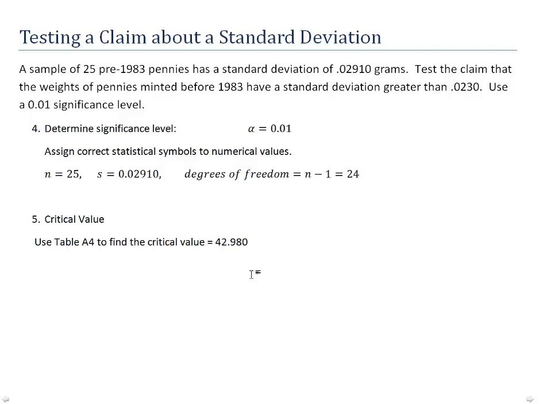The next step would be to get the critical value. This would be a critical value for a chi-square distribution with 24 degrees of freedom and 0.01 probability to the right. You have to use table A4 to do that. Your TI calculator doesn't have a function to get you chi-square critical values. Using the table, you'll see that our critical value out in the right tail is 42.98.